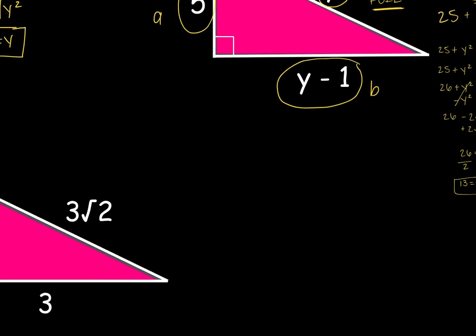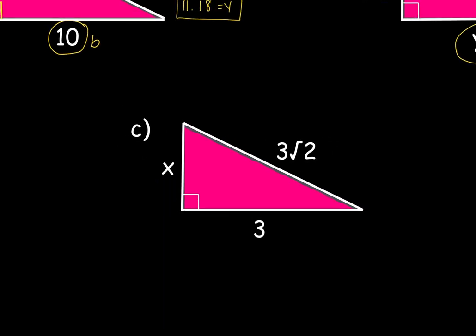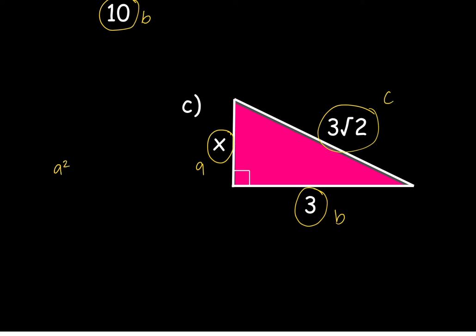One more involving the Pythagorean theorem with these types of examples. Okay, C. All we need to know is we need to figure out x. Let's make x A, B, or C. What's it going to be? A. What's 3 going to be? B. And what's 3 root 2 going to be? C. So all we do is plug these into our formula. We've got a squared plus b squared equals c squared. A is now x squared, plus b is now 3 squared, equals c, which is now 3 times the square root of 2, squared.